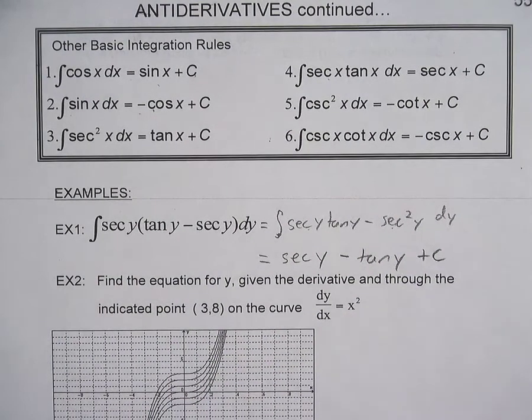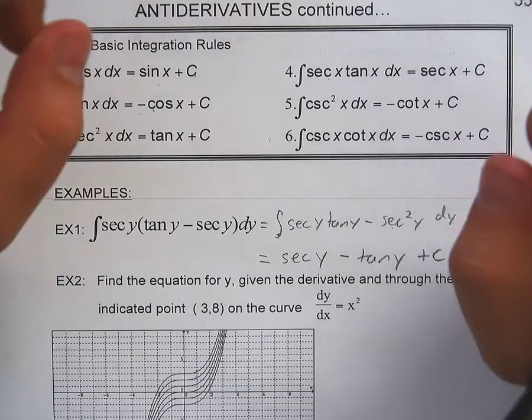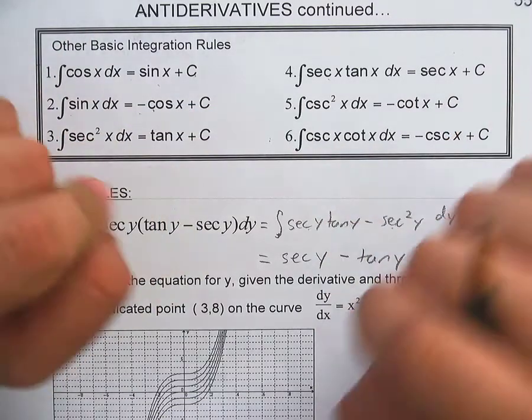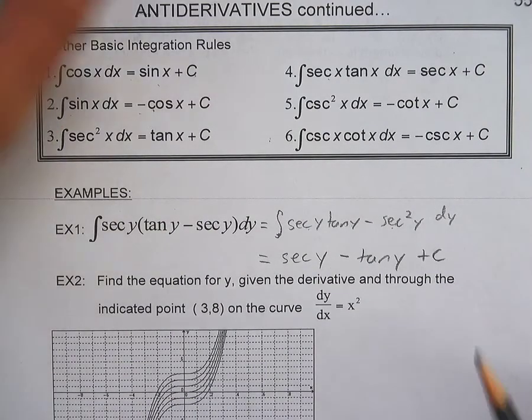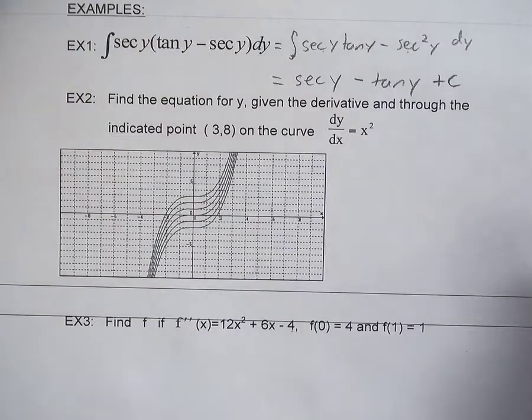Okay. Example number 2. Find the equation for y given the derivative and through the indicated point. This is a good question. I like this question. You will be asked this question quite a bit. And I like this question because they give you a graph.